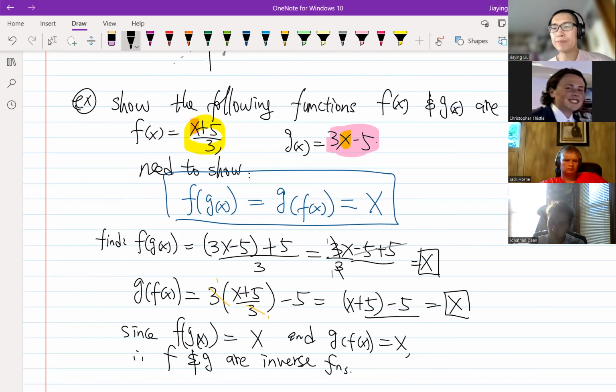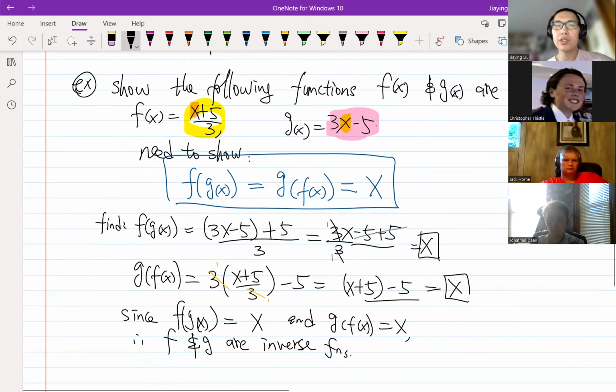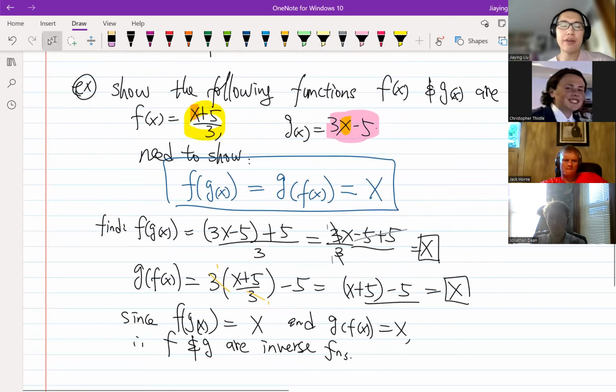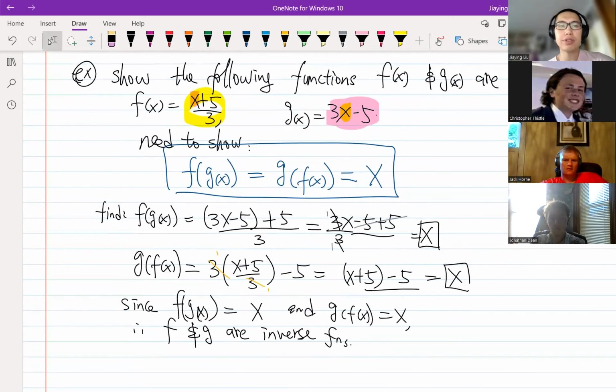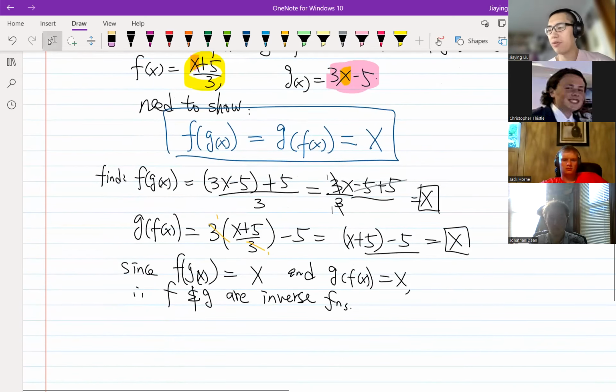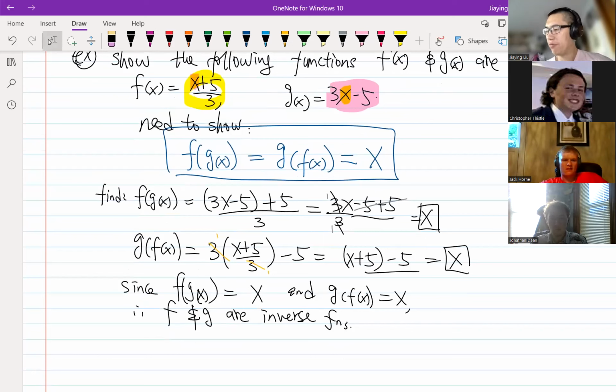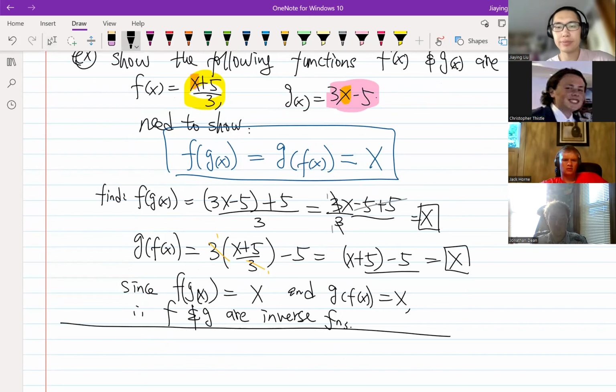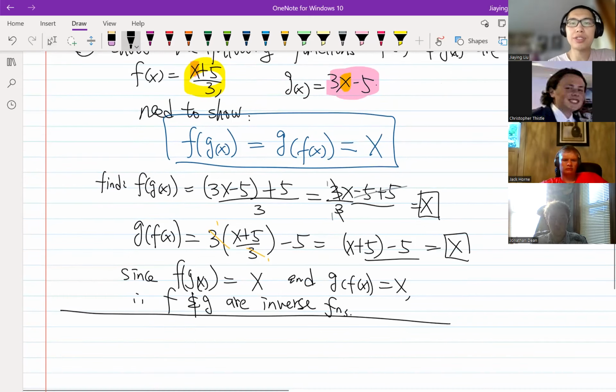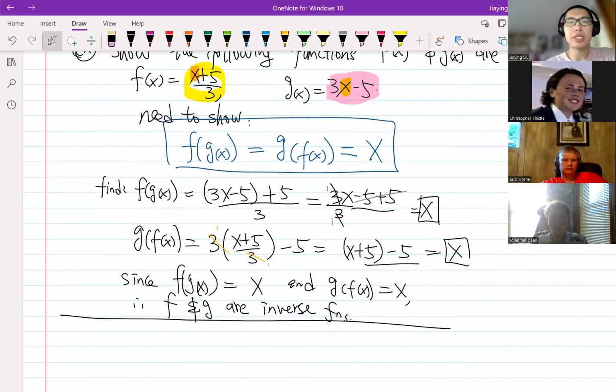Any questions? To be honest, I'm pretty confident that if you took an Algebra 2 class in the past, you have seen this before, but it might have been a few years. It will come back, don't worry. Just take some practice. So that's how to show two functions are inverses.